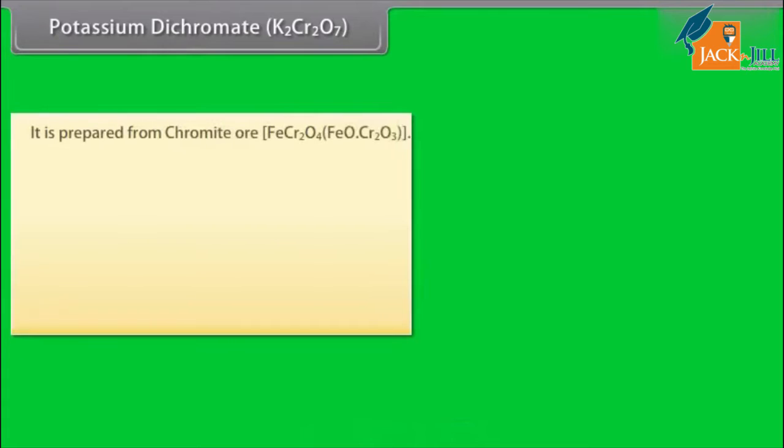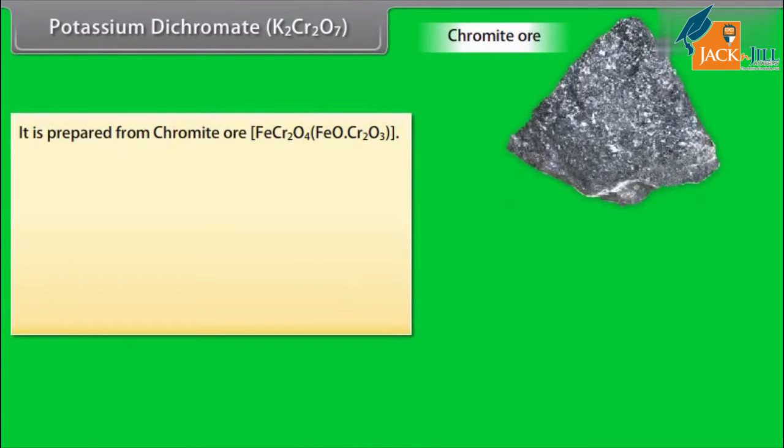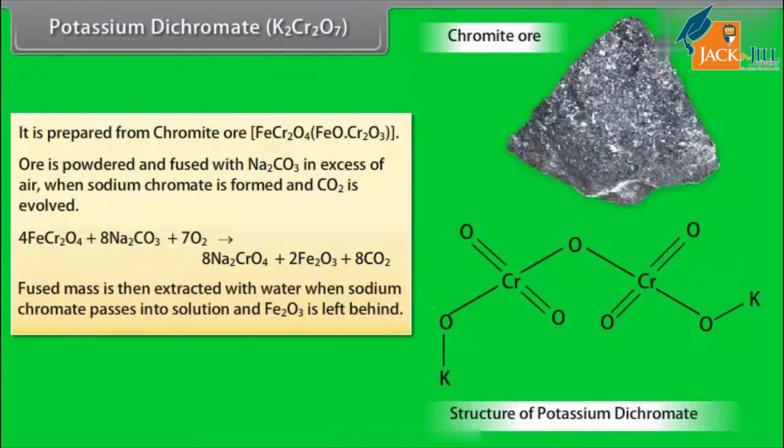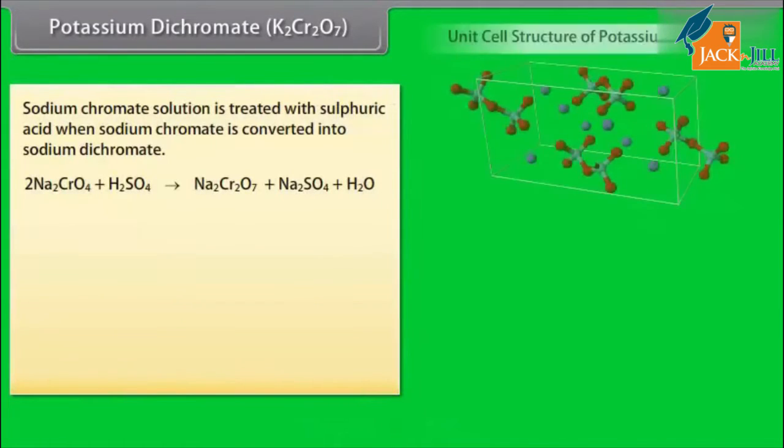K2Cr2O7. It is prepared from chromite ore. The ore is powdered and fused with Na2CO3 in excess of air, when sodium chromate is formed and CO2 is evolved. The fused mass is then extracted with water, when sodium chromate, being soluble in water, passes into solution and Fe2O3 is left behind. The sodium chromate solution is treated with sulfuric acid, when sodium chromate is converted into sodium dichromate.